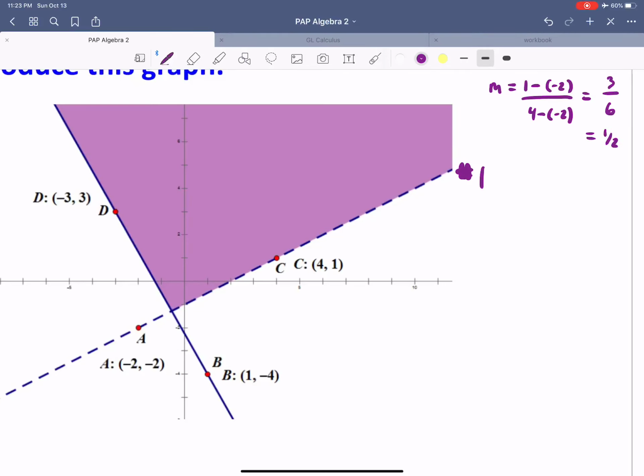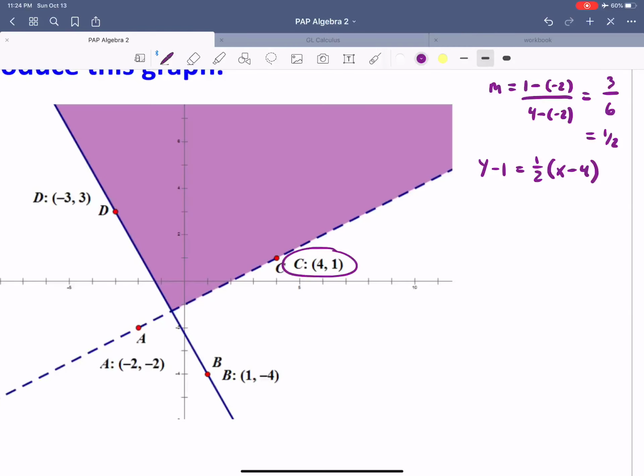Now, what I'm going to do next is write this equation in point slope form, and I'm going to use the point C as my point. So it's going to be y minus 1 equals 1/2 times x minus 4. And that's the equation of that boundary line.